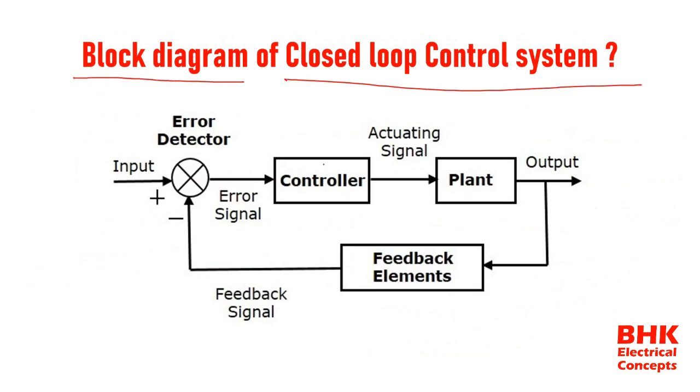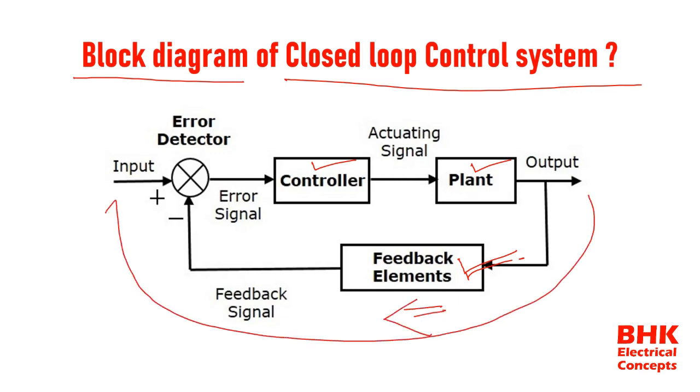Now see here, this is the controller, this is the plant, and here we are using an extra part, that is feedback. Compared with the open loop control system, the closed loop control system has a feedback path, and with the help of this feedback path the output is compared with the input to reduce the error available at the output. So this is the block diagram of a closed loop control system.